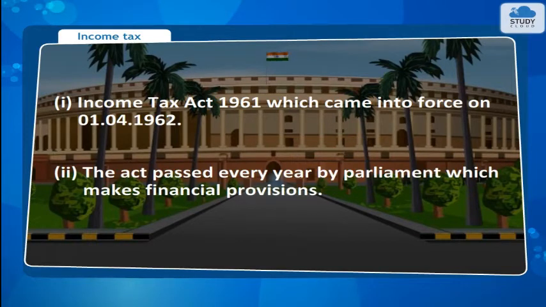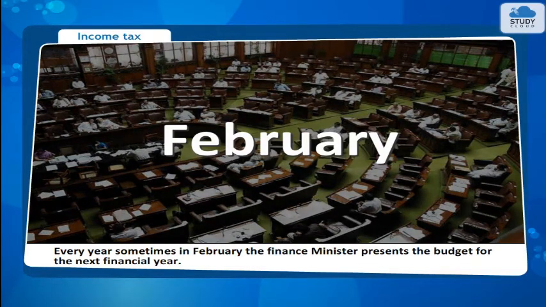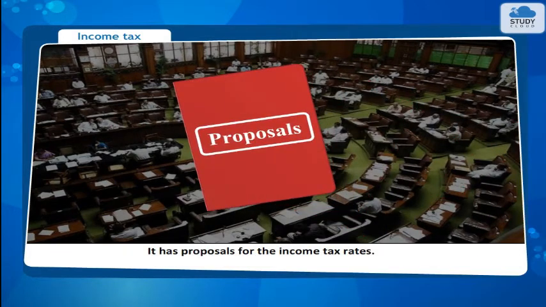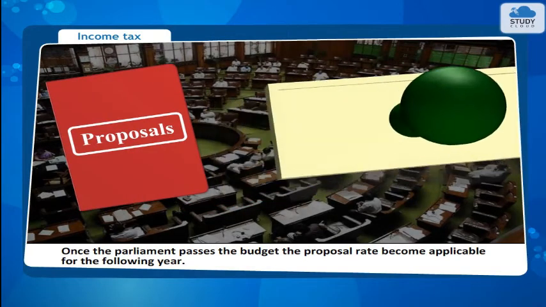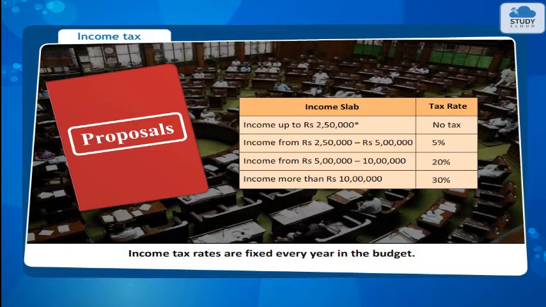2. The act passed every year by Parliament which makes financial provisions. Every year, sometimes in February, the Finance Minister presents the budget for the next financial year. It has proposals for the income tax rates. Once the Parliament passes the budget, the proposed rate becomes applicable for the following year. Income tax rates are fixed every year in the budget.